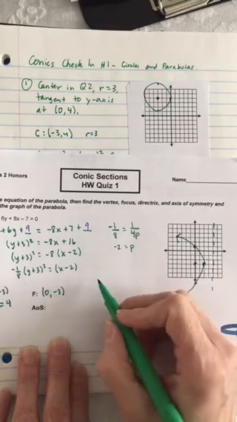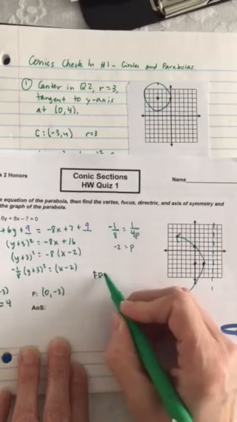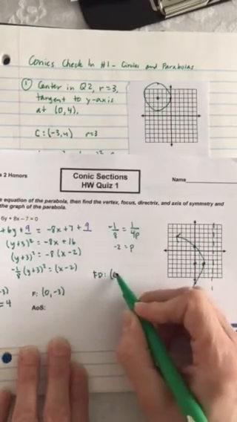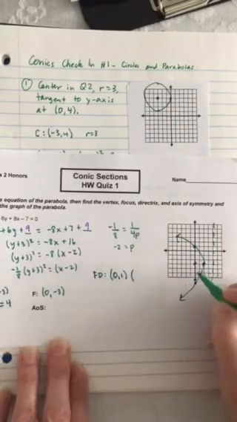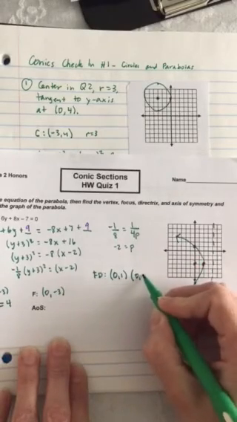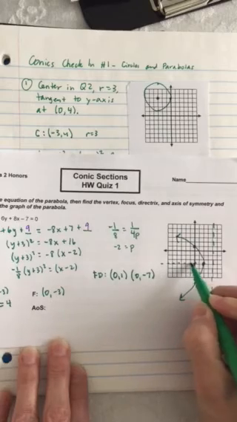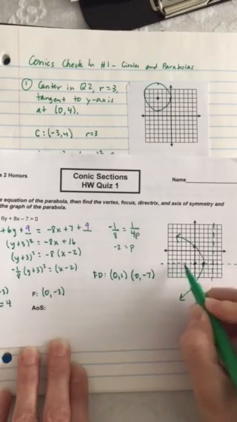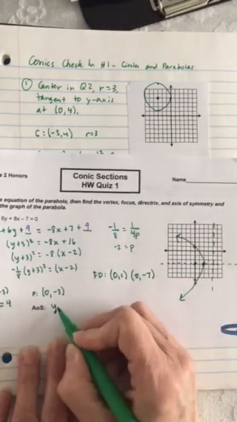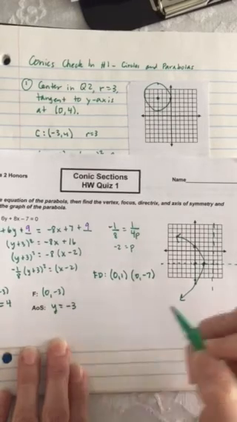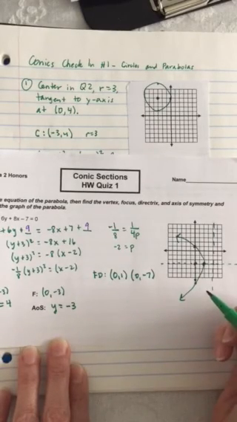So, all right, we said those endpoints of the focal diameter were this point right here, (0, 1), and this point down here, (0, -7). And then we could put the axis of symmetry in. We've got our axis of symmetry going straight down the middle of the parabola, and that is also a line, y = -3. All right, hope that made sense.